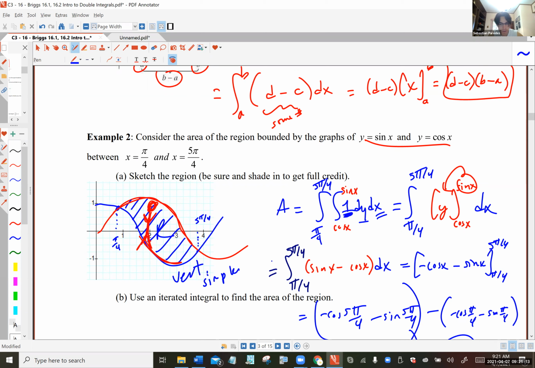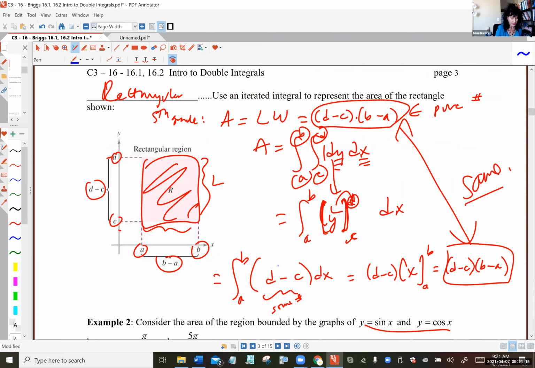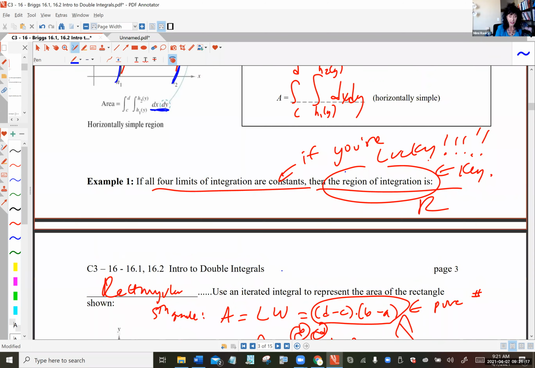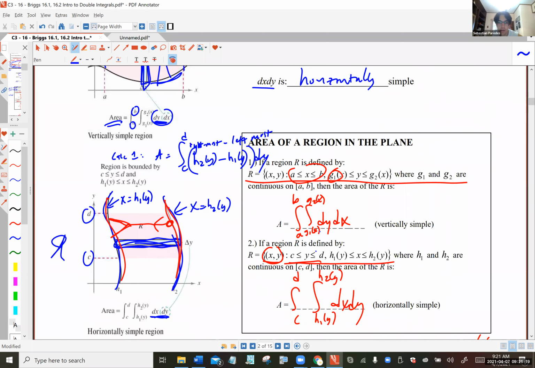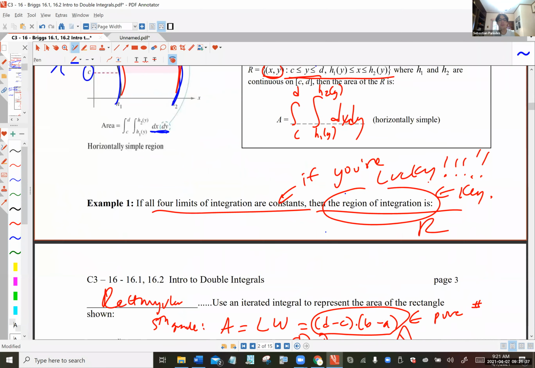Yeah. So if you go back to the previous page, just to make sure, Sebastian, that we're on the same page when it comes to vocabulary. Anytime you're using the dy dx order of integration, it most likely means your region is what we call vertically simple. And if I put your training wheels back on for you, you always have to do the innermost integral first. Right. Okay. Yeah. Thank you.